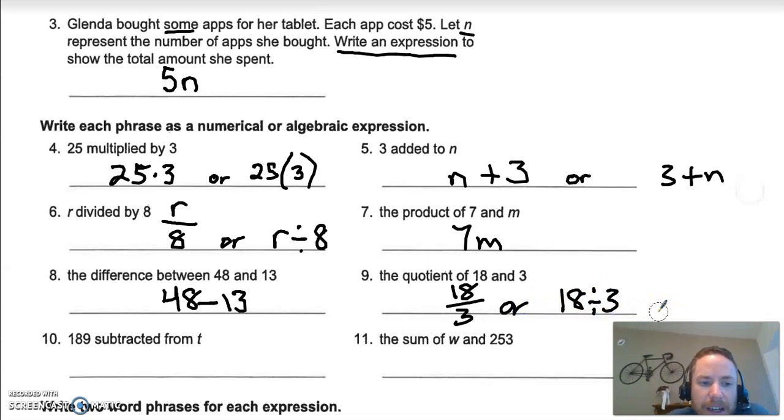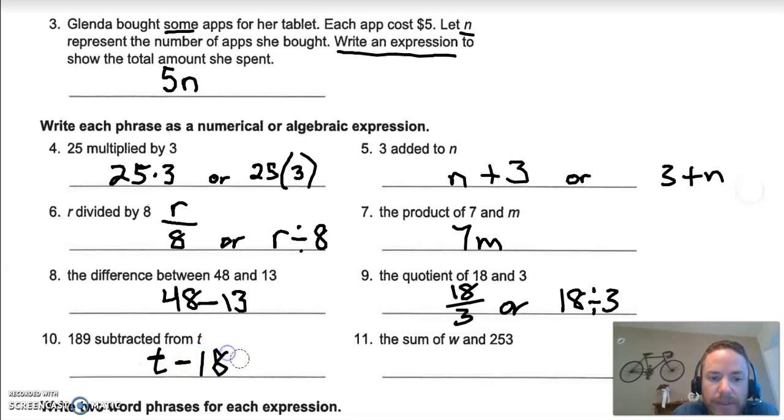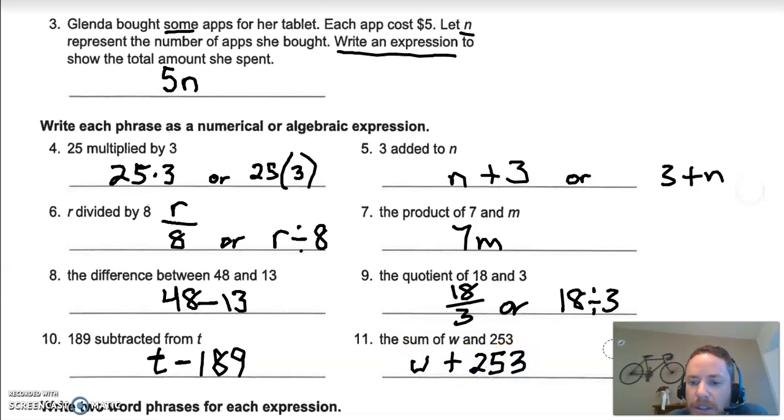Number 10, 189 subtracted from t. This is the kind of subtraction problem that can trick kids, so be careful. What is being subtracted? 189. What is it being subtracted from? t. It's t minus 189. Number 11, the sum of w and 253. As I mentioned earlier, we can write this in any order you want because of the commutative property of addition. Okay, let's check out the bottom of the page.